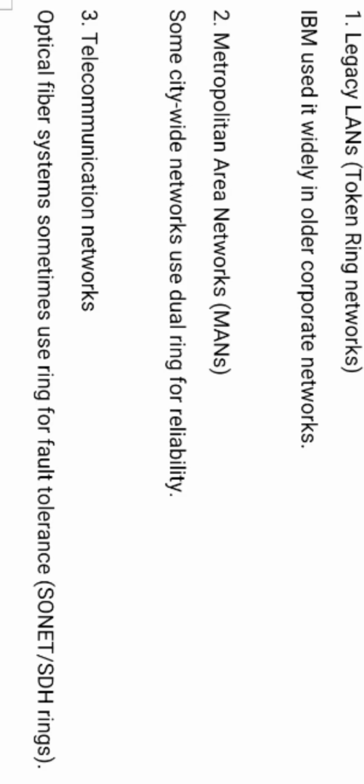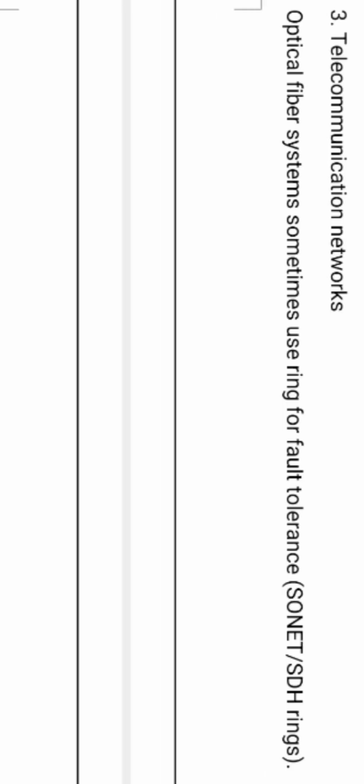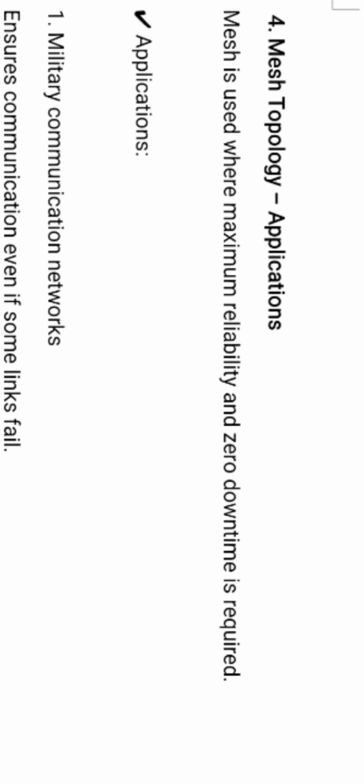And another one is telecommunication networks. SONET/SDH links are used mostly in telecommunication networks. Optical fiber systems sometimes use the ring for fault tolerance, so it is easy to recover from mistakes or faults.